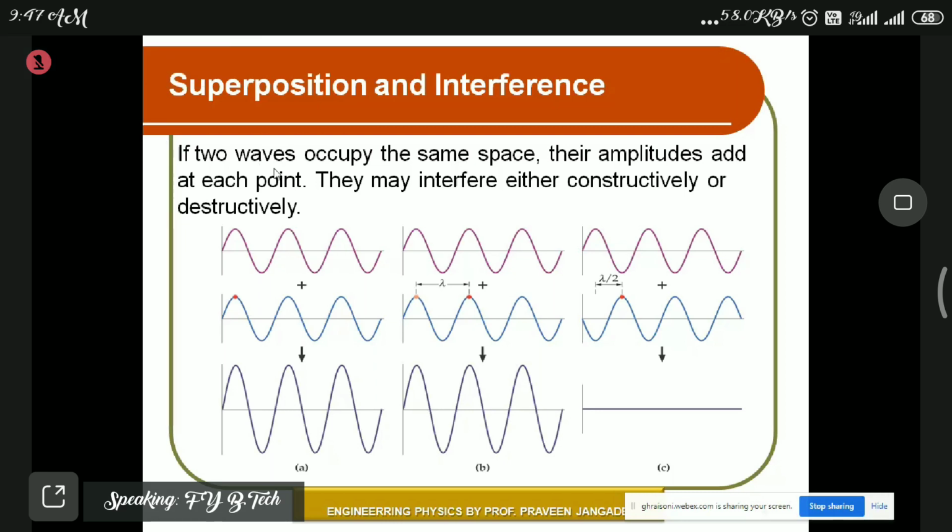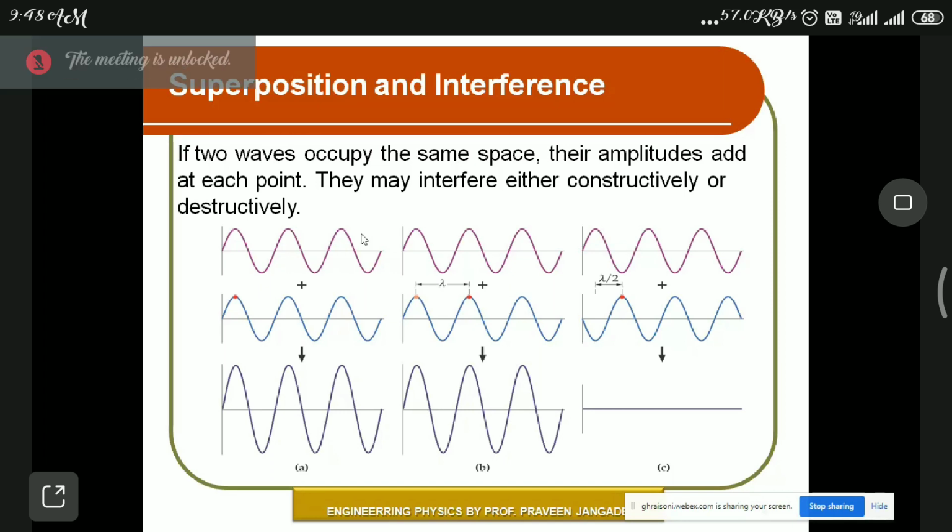If two waves occupy the same space, their amplitudes add at each point, and they may interfere either constructively or destructively. Constructive and destructive is the concept of interference. But what is basic superposition? It is simply the addition of two light waves. That addition gives you the resultant wave, which can be in a magnified, enhanced form; we call that constructive. In that case we get the condition for brightness.